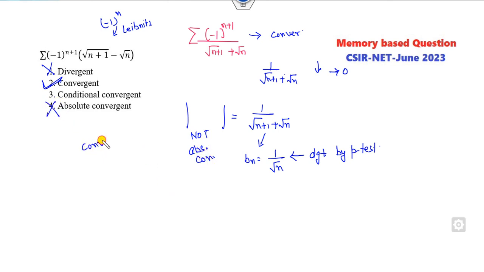It is given that it's convergent. We proved that it is not absolutely convergent. What is the meaning of that? It means this is conditionally convergent. So the right answer is that B and C are the correct options.